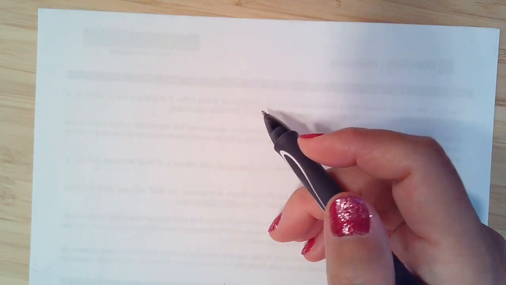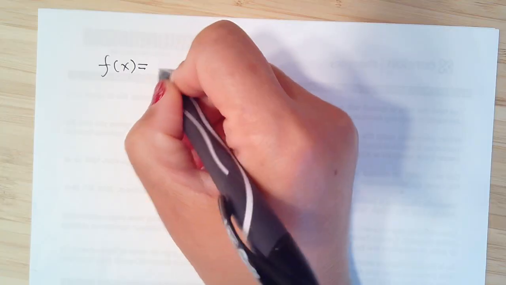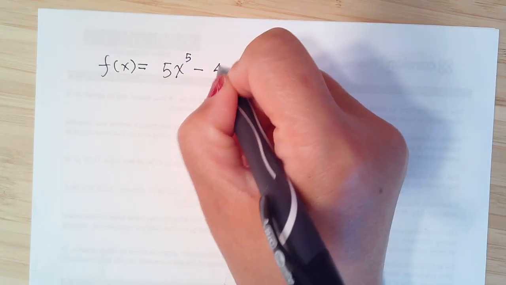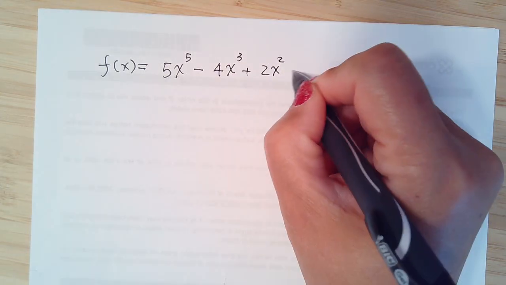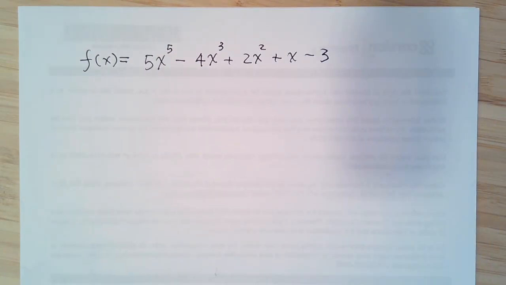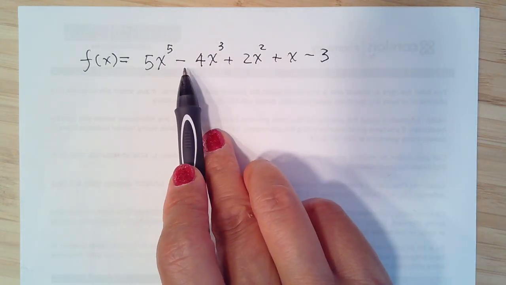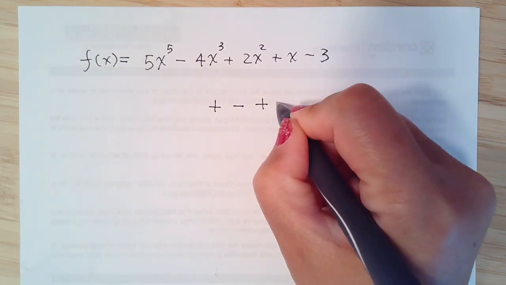All right, now I would like to give you one more example here. If I give you f of x equals 5x to the fifth minus 4x cubed plus 2x squared plus x minus 3, this is the f of x. Okay, so tell me the signs. Did you notice there's a missing term here? There's no fourth term. It's okay, just ignore it. So we have positive, negative, positive, positive, negative.